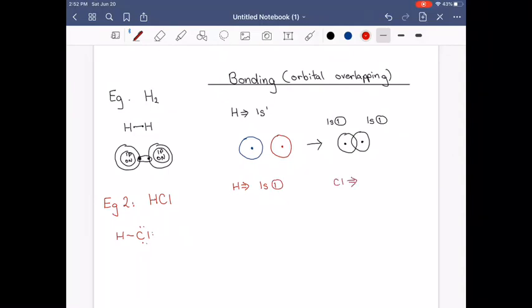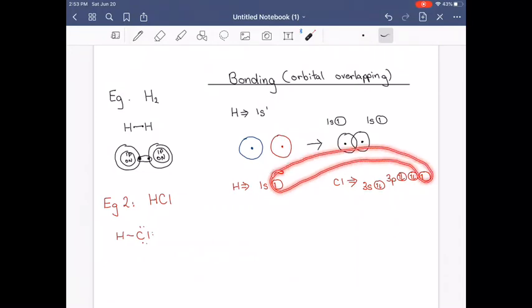Okay, chlorine is a bigger deal, but instead of showing you everything, I'm just going to show you what you'll see in your valence shell. So what you'll see here is 3s, that is full, 3p, remember the p orbital has 3 directions, and it's going to be 7. Most likely you're going to see this electron and this electron being shared, right? So this 1s electron and this 3p electron is going to be shared.